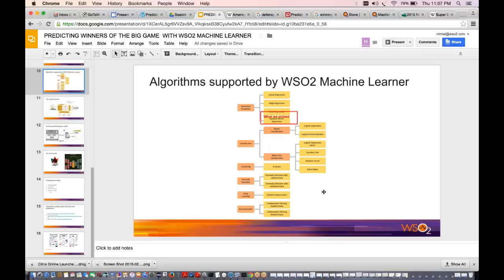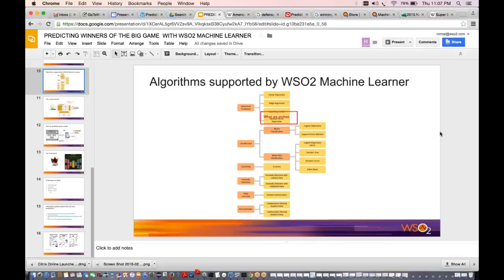But we are also focusing on providing natural language processing techniques as well. Those are in our pipeline. As of now, we have picked different machine learning algorithm types based on the needs of people and the requirements we got from people.